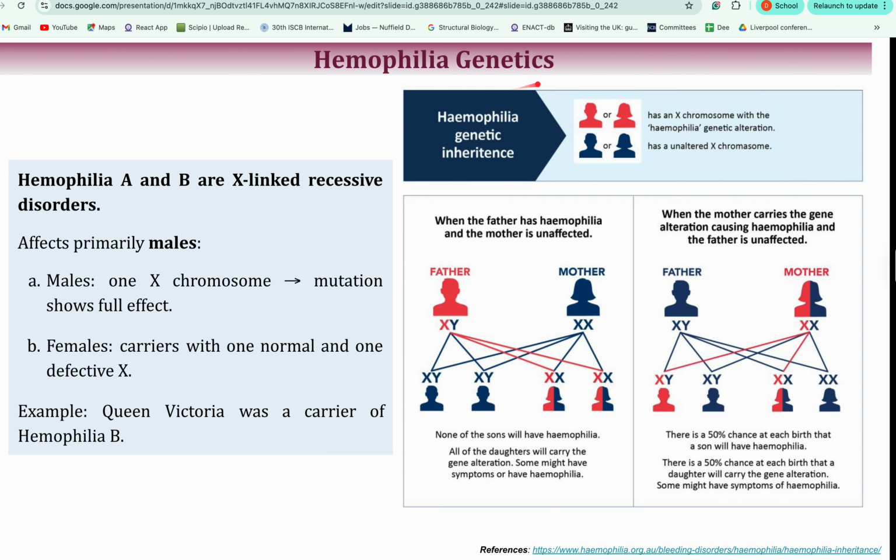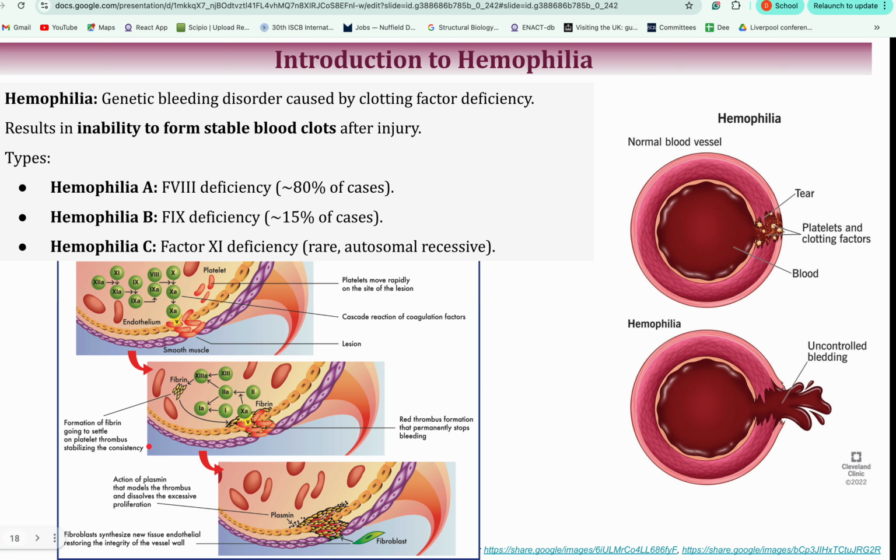Now we will look into the genetics of hemophilia. Hemophilia A and B are X-linked recessive disorders. Because they are X-linked recessive, they primarily affect males, because whenever the mother is affected or is a carrier, the males will get affected as they inherit the X chromosome from their mother. Males have one X chromosome, so the mutation shows its full effect. Females are carriers with one normal and one defective X. The example is Queen Victoria. She was a carrier of hemophilia B, which, as I said, happens due to the deficiency of factor 9.